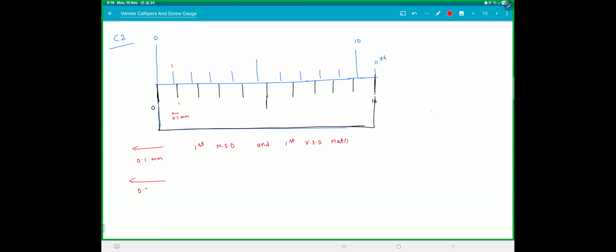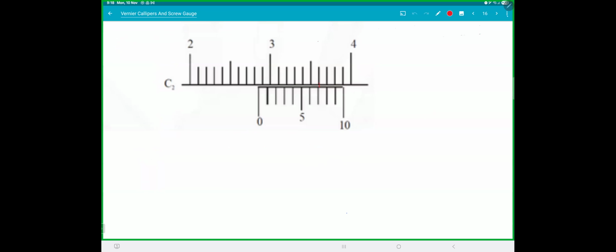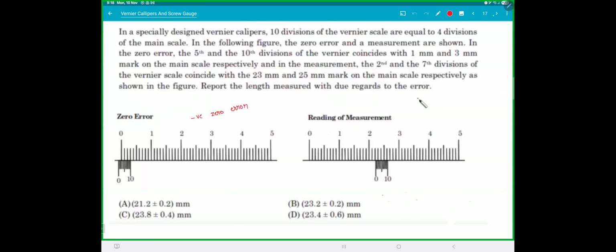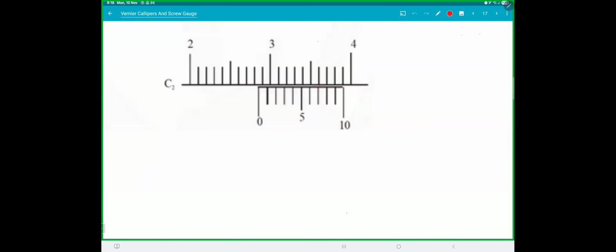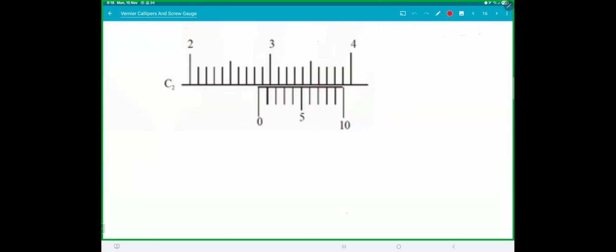Similarly, if I move this thing 0.7 mm backward, 7th main scale division and 7th vernier scale division matches. Agreed? Now, if you go back to our problem, again, I won't recommend you to do this. I'm just showing you. Now look at the problem here. This is 2.8, agreed? Imagine if the answer was exactly 2.80, how will the picture look like?